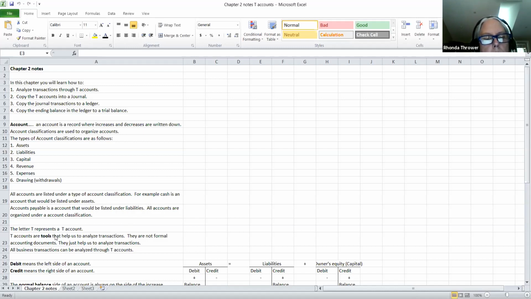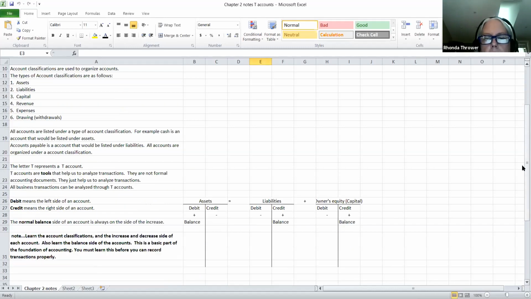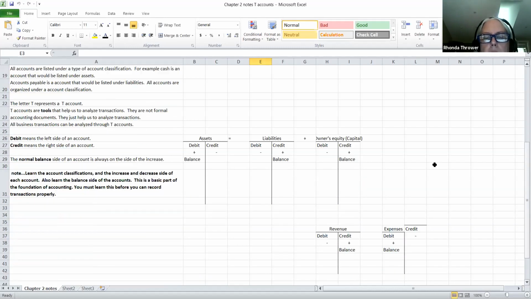What you need to know about an account is that it's a place where we're going to record increases and decreases. And we can represent an account by drawing a letter T. If you look toward the bottom of this spreadsheet that I have made out for you, you can see that I have a bunch of T accounts that are listed here. They're shaped like the letter T. These are all what we call T accounts.